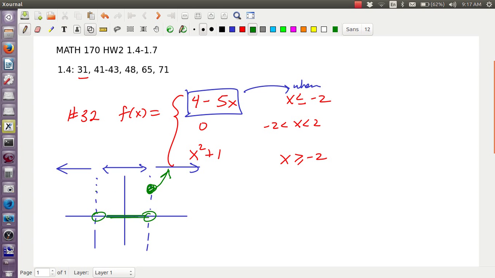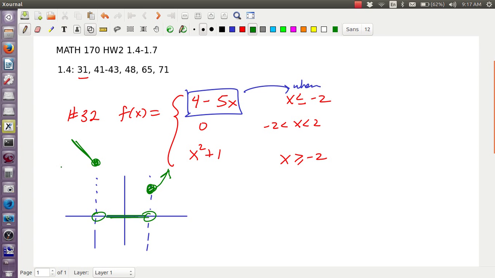So the rest of this function is missing. And then 4 minus 5x would look like this. So it would be something like that. I'm going to erase these because they're kind of confusing now. So this is what this function basically looks like.